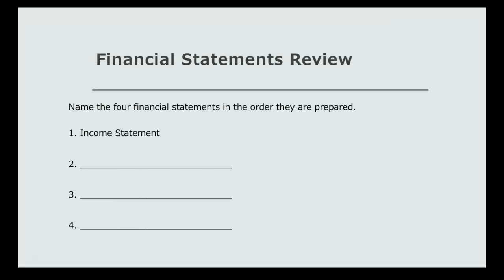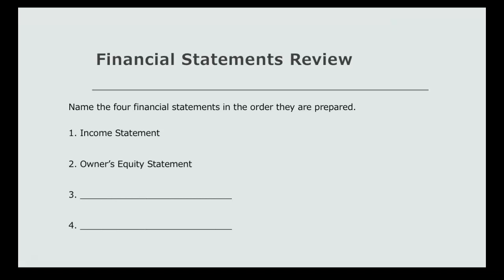So the first thing that you need to do is prepare an income statement. And then after you prepare an income statement, then you can prepare an owner's equity statement. This financial statement is going to show the changes in owner's equity over the course of a time period, over the course of a month, a year, a quarter, whatever it is. This statement just shows how your owner's equity changes and gives you a new ending owner's capital balance.